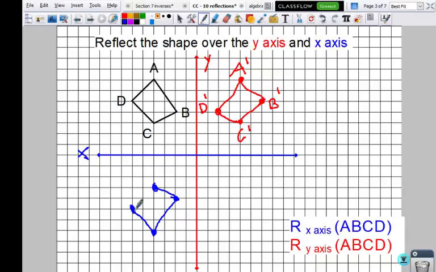And just like last time, connect your dots. And just like last time, we have to label, but because this is our second shape, this one is double prime. So I got C double prime, B double prime, and A double prime down here on the bottom.